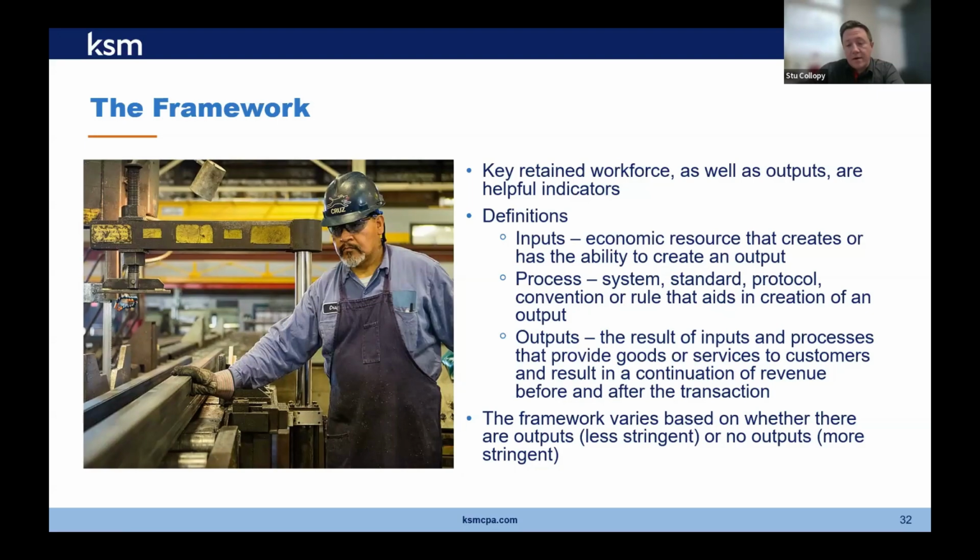So as I said, the framework varies based on whether there are outputs or no outputs. Once you get into no clear-cut output, it's going to be a little stricter, and I'll give an example here in a second. But when there are outputs, it's really not going to be that strict of a policy. It's very likely a business combination.